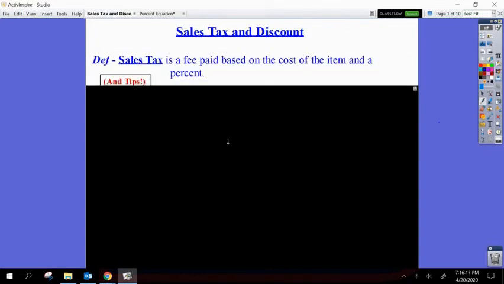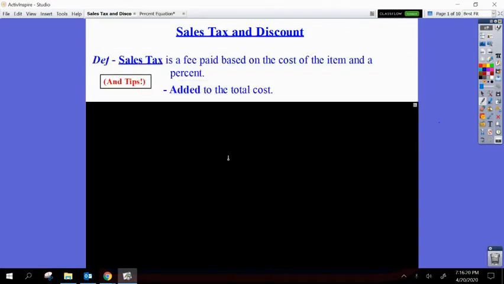Well, sales tax is a fee paid based on the cost of an item and a percent, and it's added to the total cost. Essentially, you pay for 100% of the item, but then the government, whether it's state, local, or federal, says, hey, that's great that you paid for that, we want you to pay 5% again. So you actually add another 5% on, or 8, or whatever the percentage is. So you pay 105% or 108% of the item.